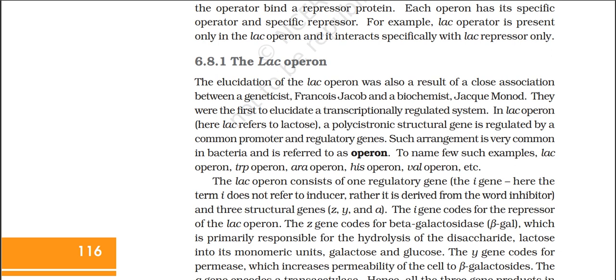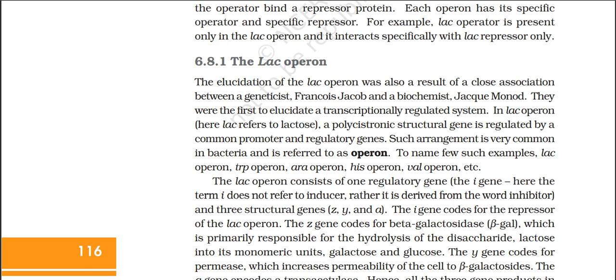Here the term I does not refer to inducer, rather it is derived from the word inhibitor, and 3 structural genes, Z, Y, and A. The I gene codes for the repressor of the LAC operon. The Z gene codes for beta-galactosidase, beta-gal, which is primarily responsible for the hydrolysis of the disaccharide, lactose into its monomeric units, galactose and glucose.